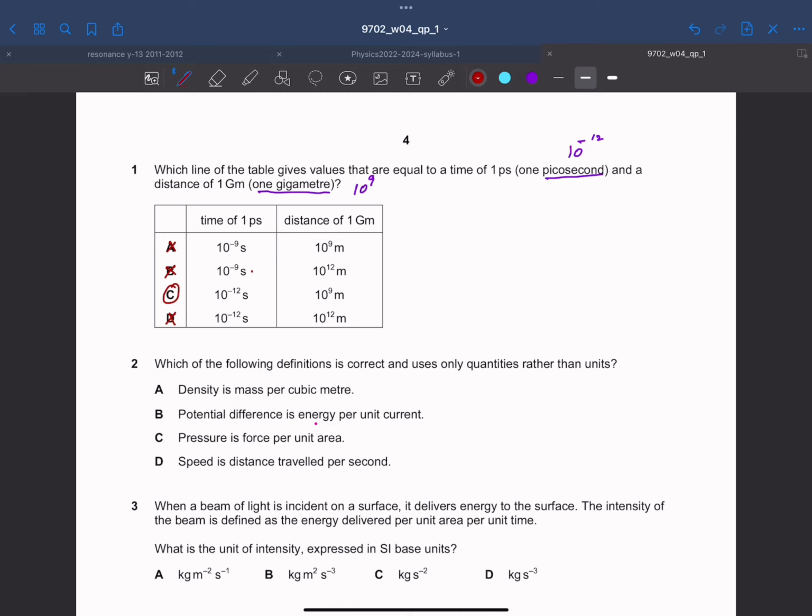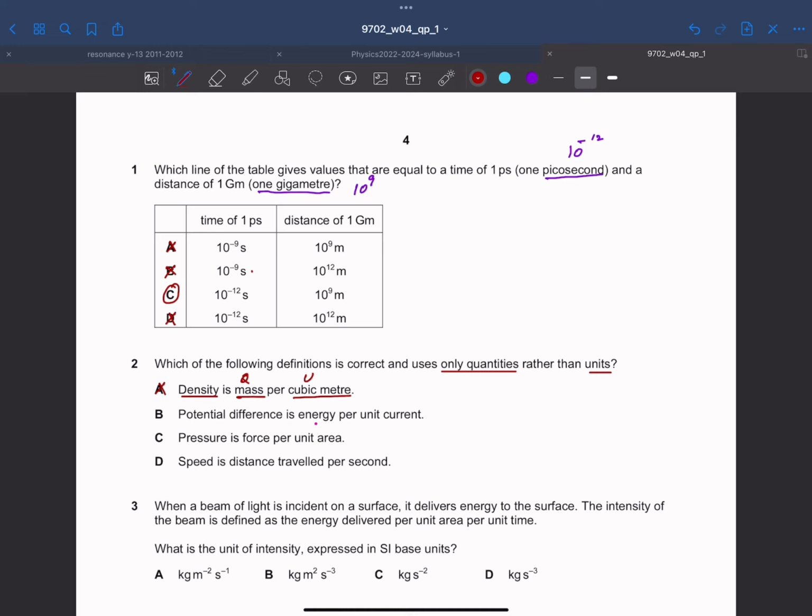Question 2. Which of the following definitions is correct and uses only quantities rather than units? Like here we have density is mass per cubic meter. Density is of course a quantity, but the definition is given in terms of mass and meter cube. Mass is a quantity, and here you have a unit. It's not required. Both must be quantities. So A is not the right option.